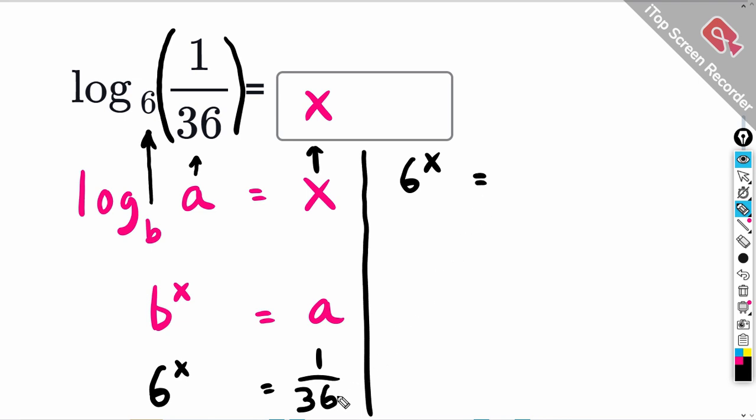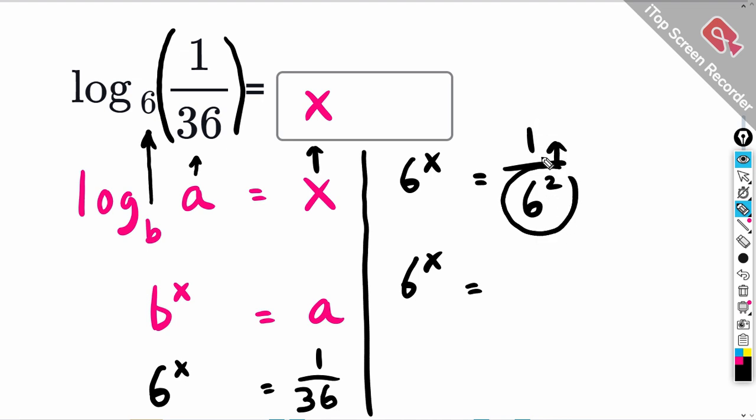And we know that 36 is the same as 6 squared. So I'm going to rewrite this as 1 over 6 squared. Because I had a 6 here, I wanted to write the 36 in terms of 6. And continuing, we have 6 to the x. We want to keep that. And recall, if you take this entire denominator and shift it into the numerator, you just change the plus minus sign on the exponent. So 1 over 6 squared is equivalent to 6 to the negative 2.